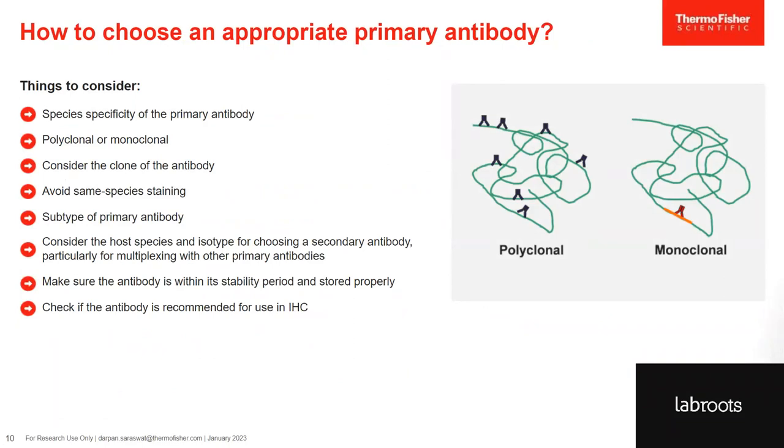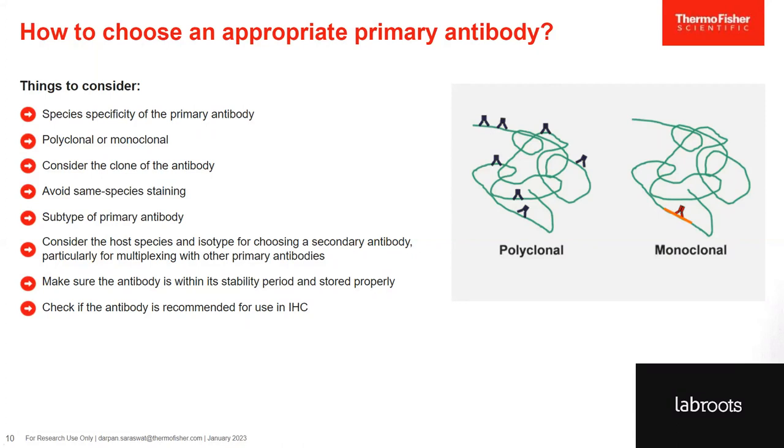So let's start. The primary antibody is the most important aspect of immunohistochemistry. If you are doing an IHC experiment, make sure to choose the antibody which is tested for immunohistochemistry. Make sure of the species specificity of the primary antibody. Decide if you need a polyclonal antibody. Polyclonal antibody will bind to multiple sites on your target, while monoclonal antibody will bind only to a single epitope site. So based on your experimental needs, how much specificity you want, you have to decide between the polyclonal and the monoclonal antibody.